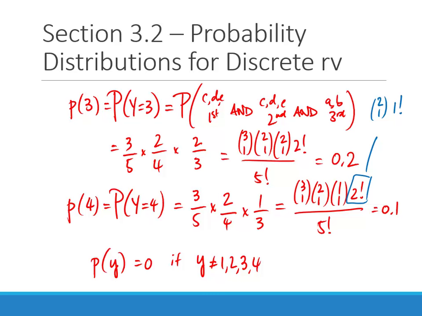So because I'm dividing by 5 factorial, I'm looking at all ordered lists of these things, A, B, C, D, E. So the order does matter. So 2 choose 2 would shorten me by 1 possible outcome there.